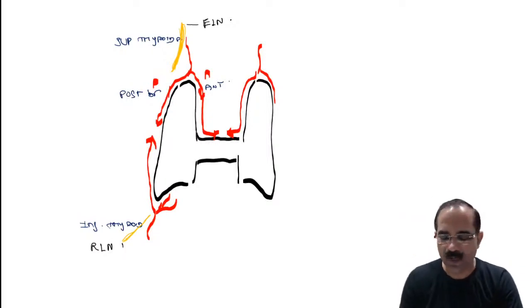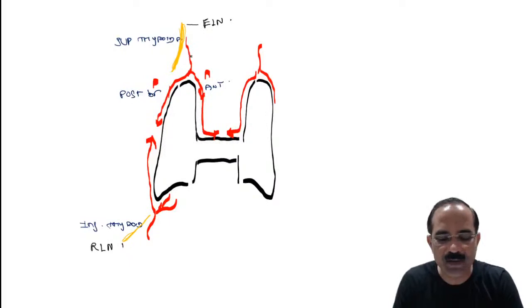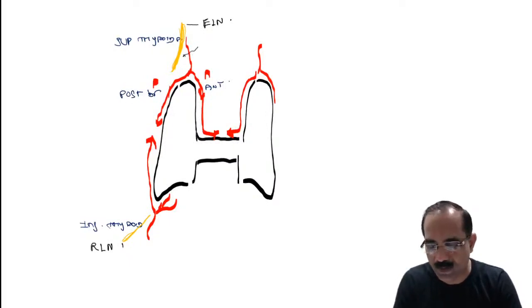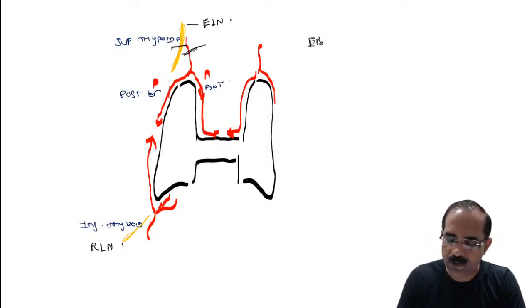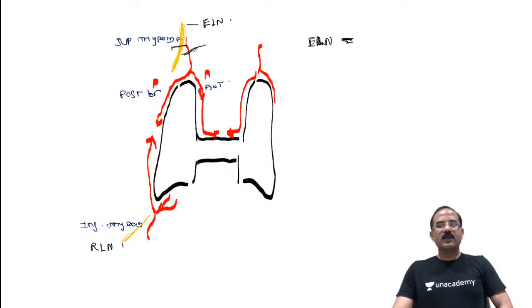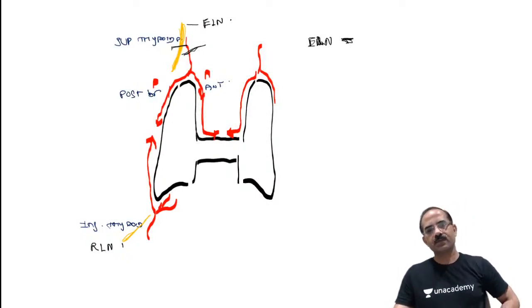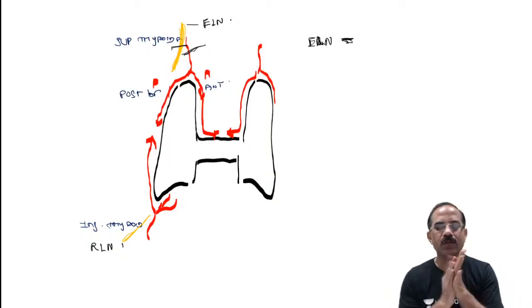Okay? So the superior thyroid artery goes with the external laryngeal nerve. The inferior thyroid artery goes with the recurrent laryngeal nerve. So now when we are cutting the superior thyroid artery, which nerve can be damaged? The external laryngeal nerve can be damaged. And this external laryngeal nerve supplies a muscle. Can anyone tell me? What does the external laryngeal nerve supply?